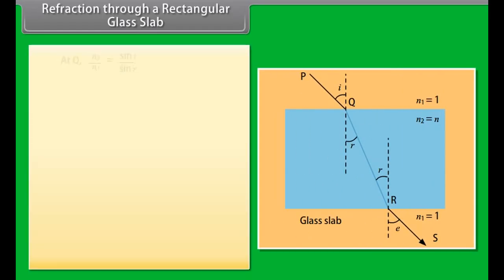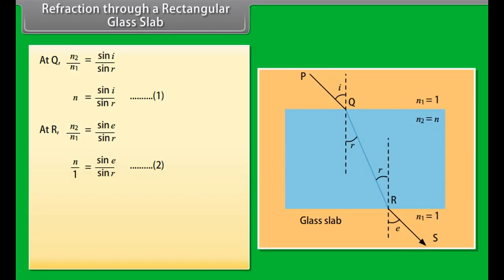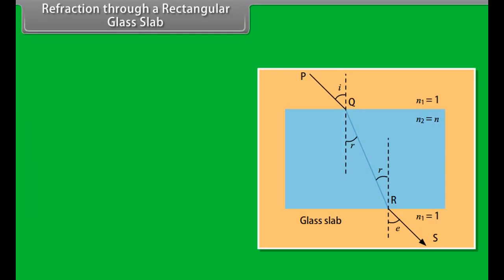By Snell's law, at point Q, n is equal to sin i upon sin r. At point R, n is equal to sin e upon sin r. From equations 1 and 2, we get sin i upon sin r is equal to sin e upon sin r. This gives i is equal to e.